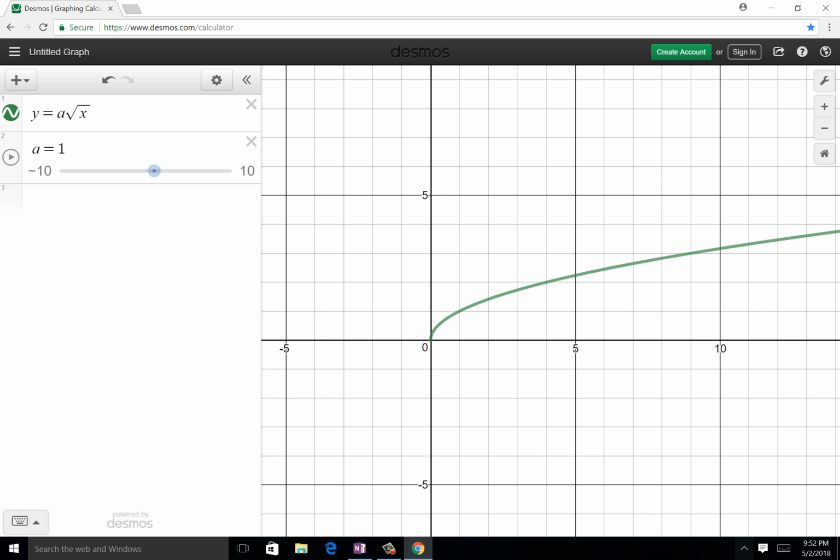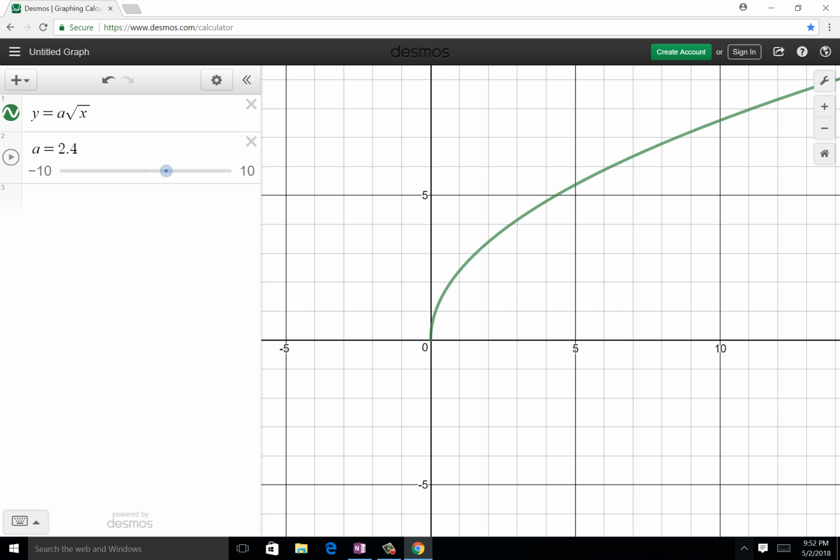Alright? And let's play with this a little bit. So we see here, is that changing the domain at all? And you should say, no, it's not changing the domain. It's still starting at 0. Still going on to infinity. So, no, it doesn't change anything.